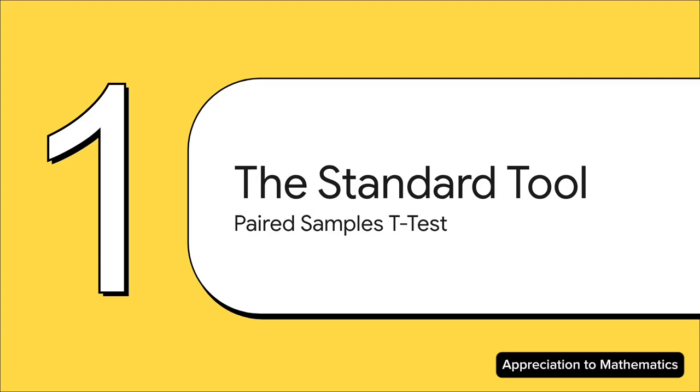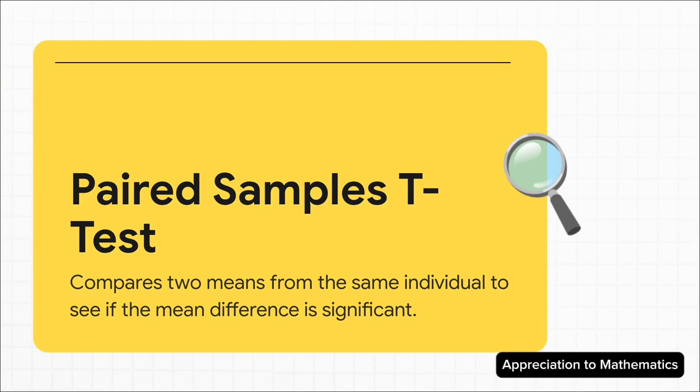Okay, so first up, let's talk about the standard tool in that kit. This is kind of the go-to, the one most people reach for when they're looking at a before and after scenario. It's called the Paired Samples T-Test. So what does it do? Well, it's built to answer one very specific question. When you look at all the before and after measurements for everyone, is the average change big enough to be legit? Or could it have just been random luck?